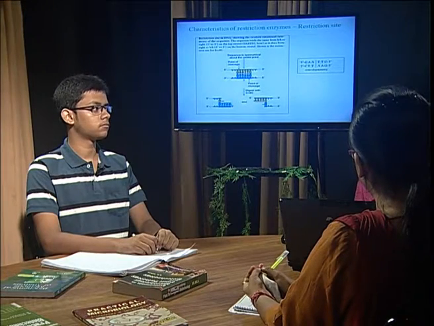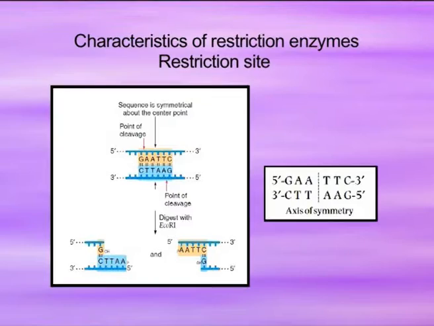Now let us move to the characteristic features of restriction enzymes. So what are the characteristic features of restriction enzymes? As discussed earlier, a restriction enzyme recognizes a specific sequence on the DNA, after which it cleaves the DNA at that particular specific sequence. The sequence which the restriction enzyme recognizes is known as its restriction site. The restriction site has certain important features associated with it.